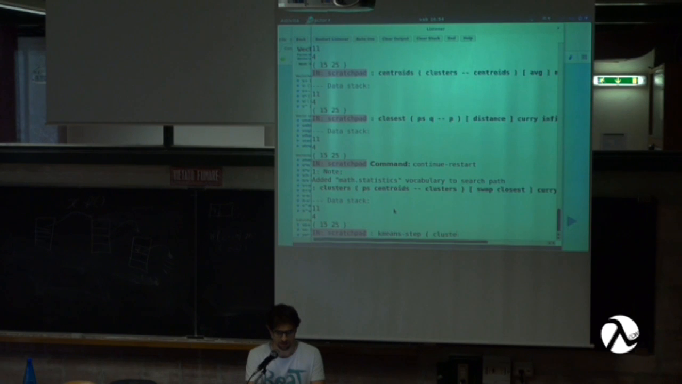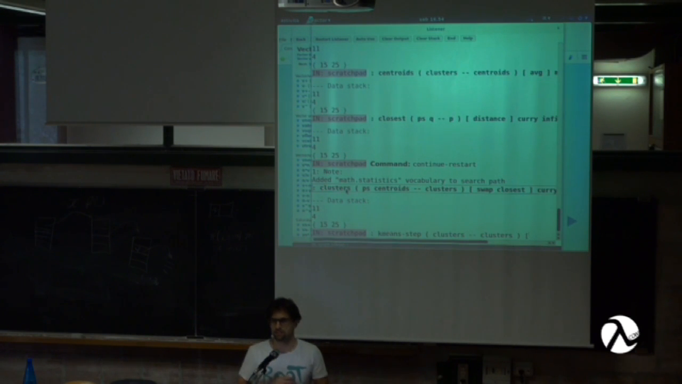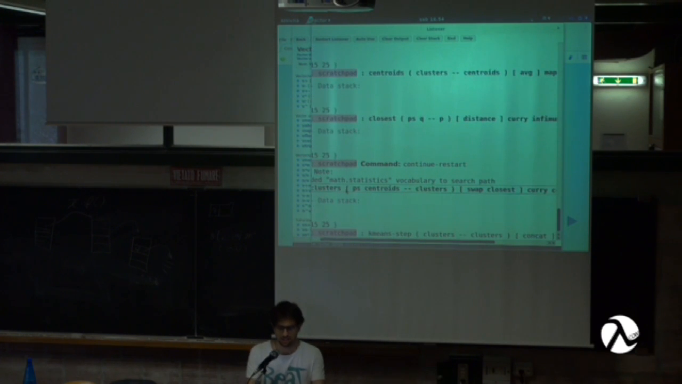I have some clusters at a certain point, and I want the next clusters. What do I need to do? Well, I know I have a function here that gives me the next clusters. It is enough for me to have the points and the centroids. Well, if I have the clusters, I can get the points just by forgetting one dimension, just by putting together all the points in all the clusters, concatenating together all the vectors in those arrays. And this is done with concat.